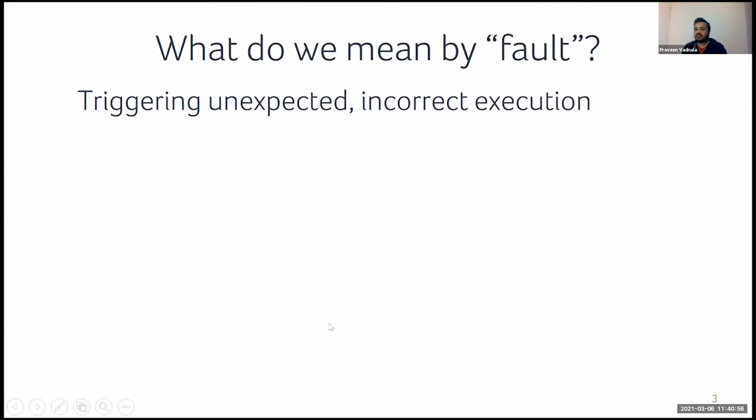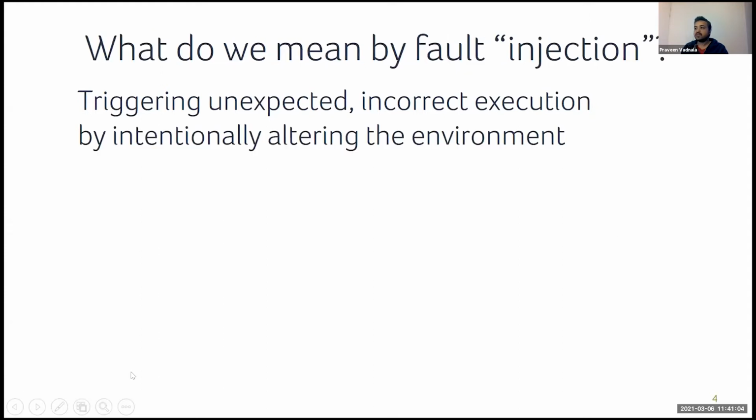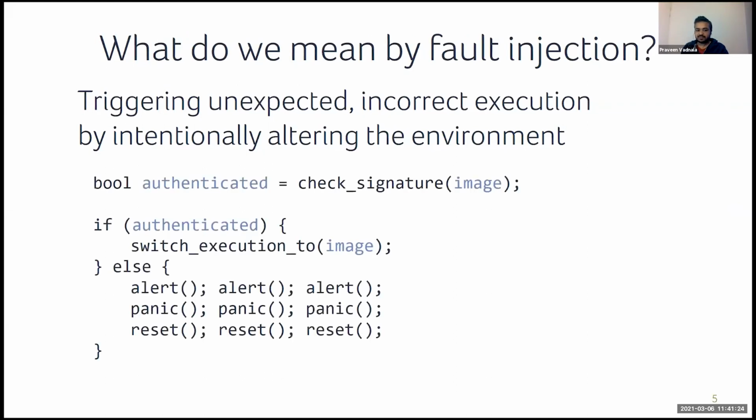So what do we mean by fault? A fault is anything that triggers an unexpected and incorrect execution, but that happens by intentionally altering the environment. Sometimes faults can happen unintentionally, but here the goal is to actually alter the environment in such a way that the program execution changes.